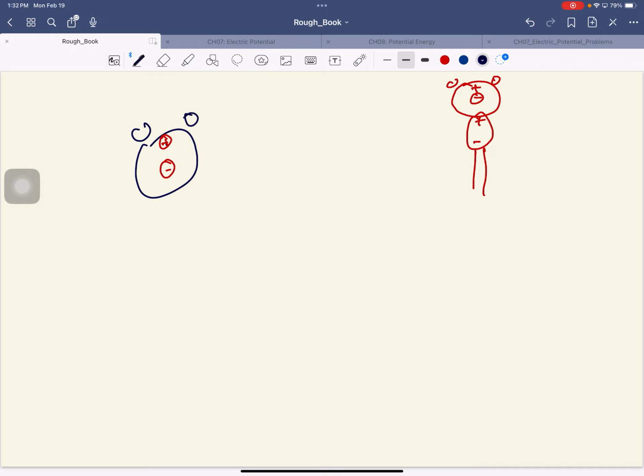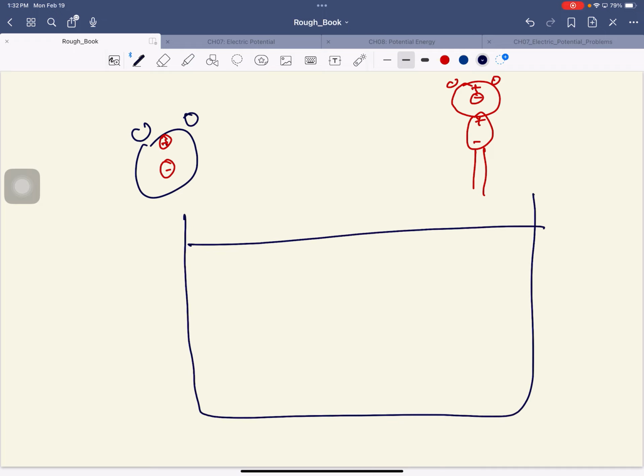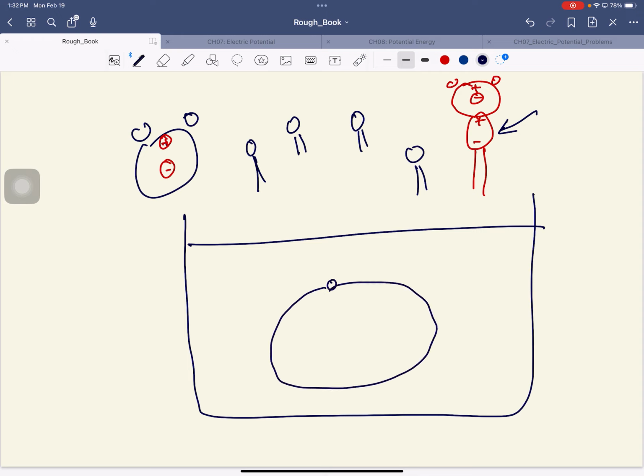Now what we'll do is take, here's a lake. We'll throw a bunch of these guys in the lake. I'm not going to draw all of them, but we're going to throw a bunch of these guys in here, in the lake. What will happen is these guys will arrange like this.